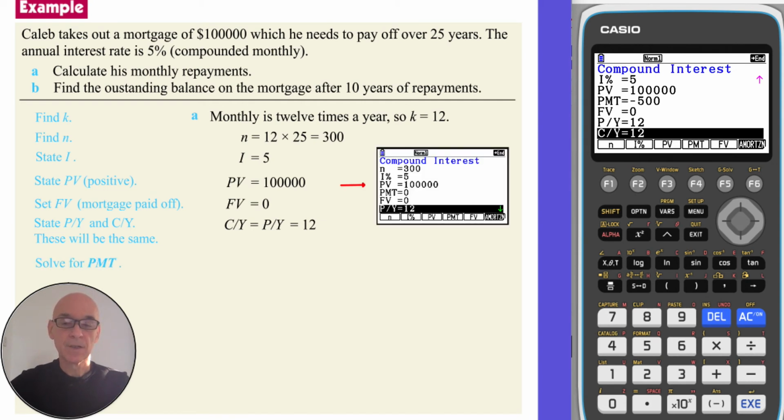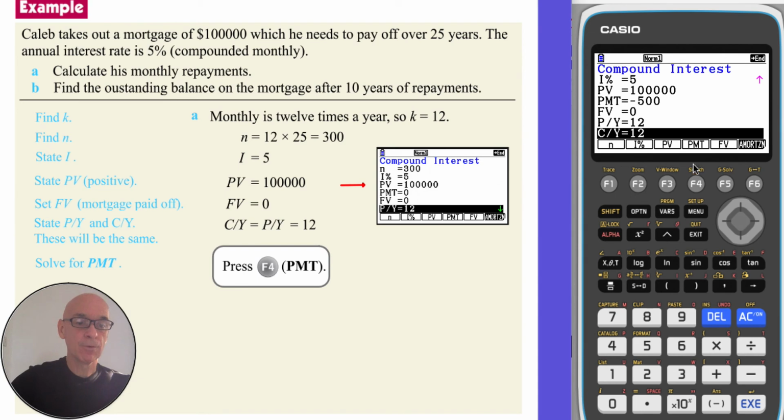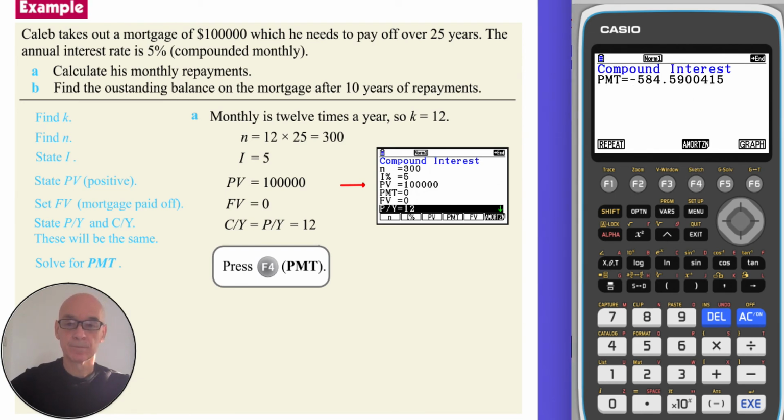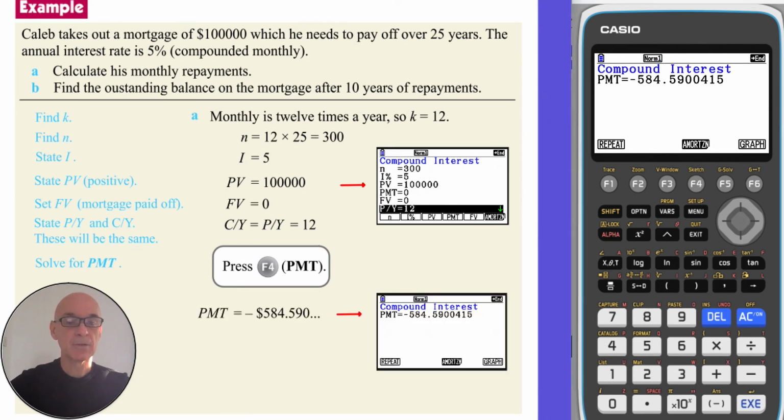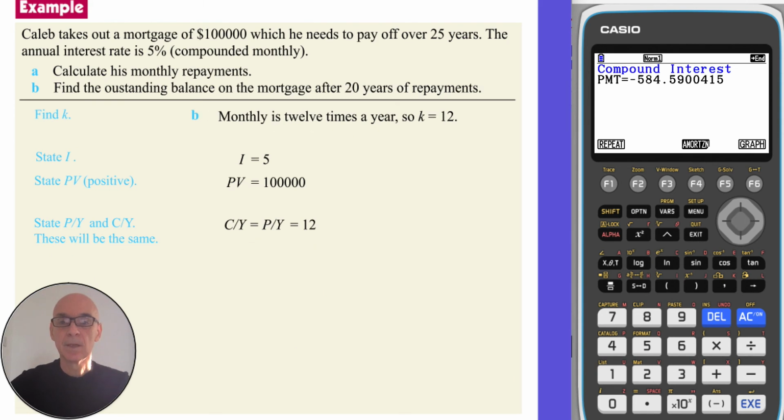To find the monthly repayments, we need to solve for PMT. So pressing F4 gives the amount shown, and rounding to two decimal places gives Caleb monthly repayments of $584.59.